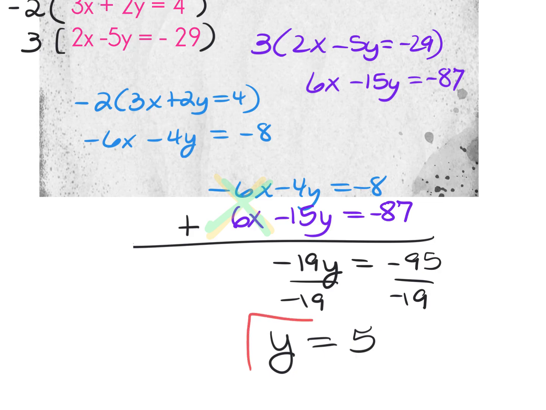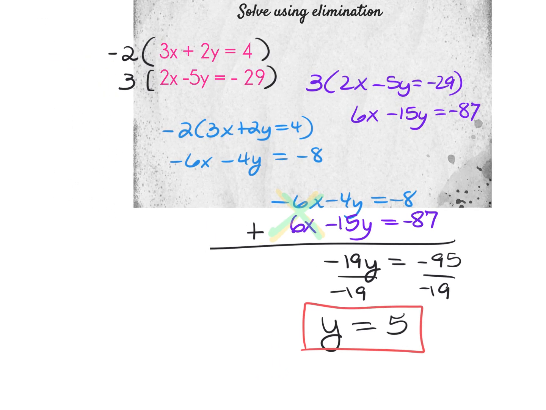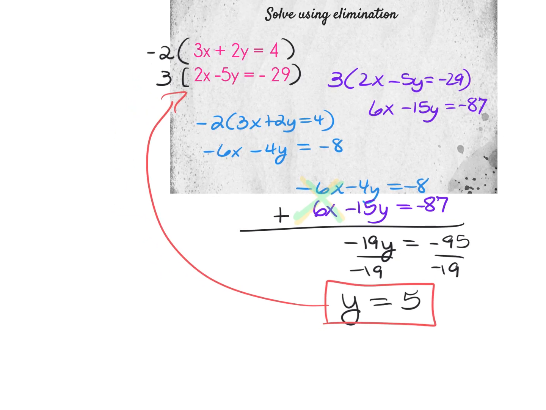I'm now going to take my newly found value of y, and I've got to go back to the beginning. And again, you can choose which one to plug it into. I'm going to do the first one. I've been picking the second equation, but it looks like the first equation might be a little bit easier. And again, it's totally up to you. So again, I'm going to take out y and replace it with the 5.